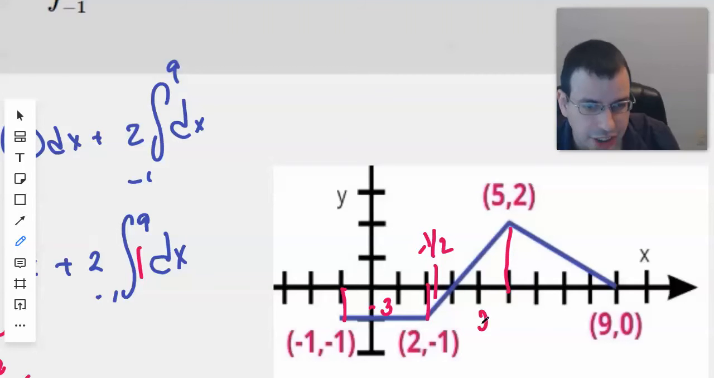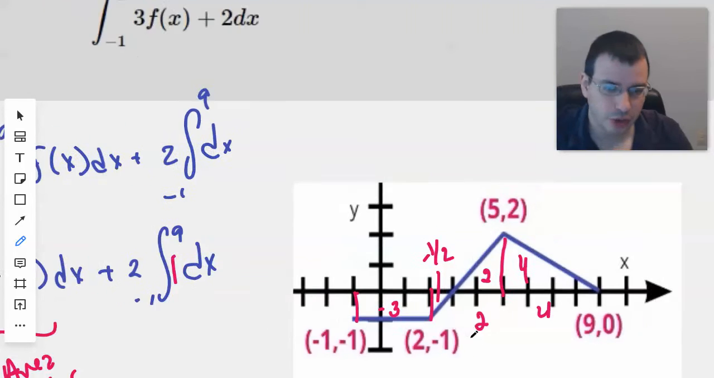This looks like a 2 by 2. Yep, 2 by 2, so it's 4. 4 divided by 2 is 2. So this is 2 by 1, 2, 3, 4. 1, 2, 3, 4. 2 times 4 is 8. 8 divided by 2, because 1/2 base times height, is 4.